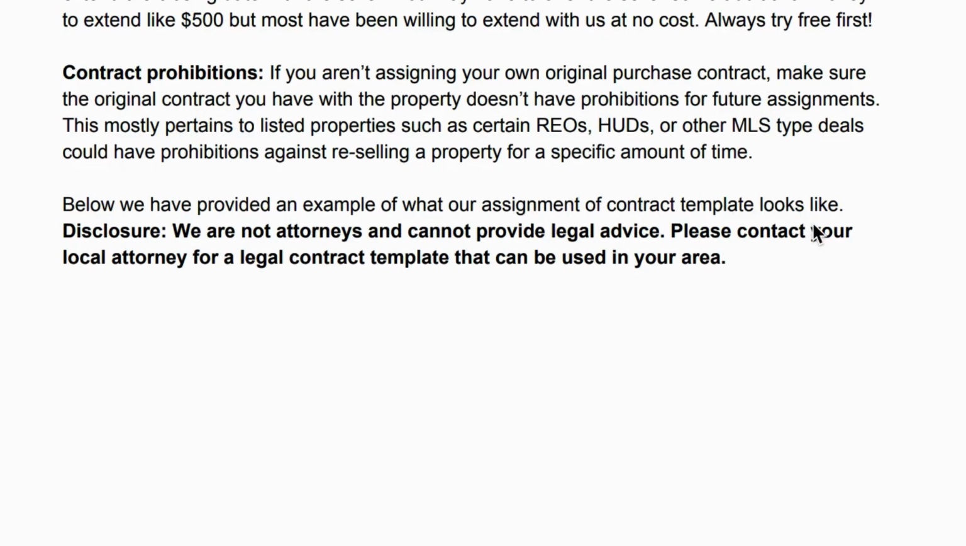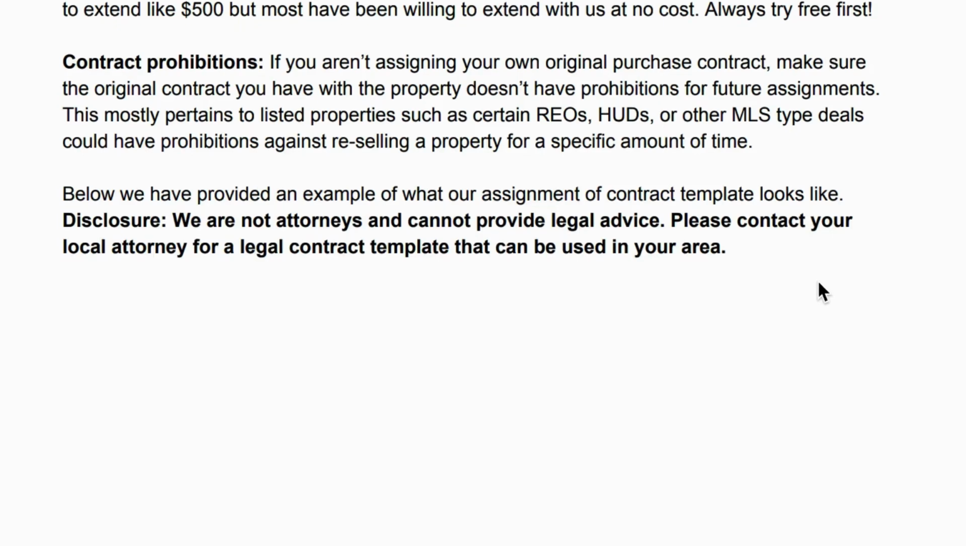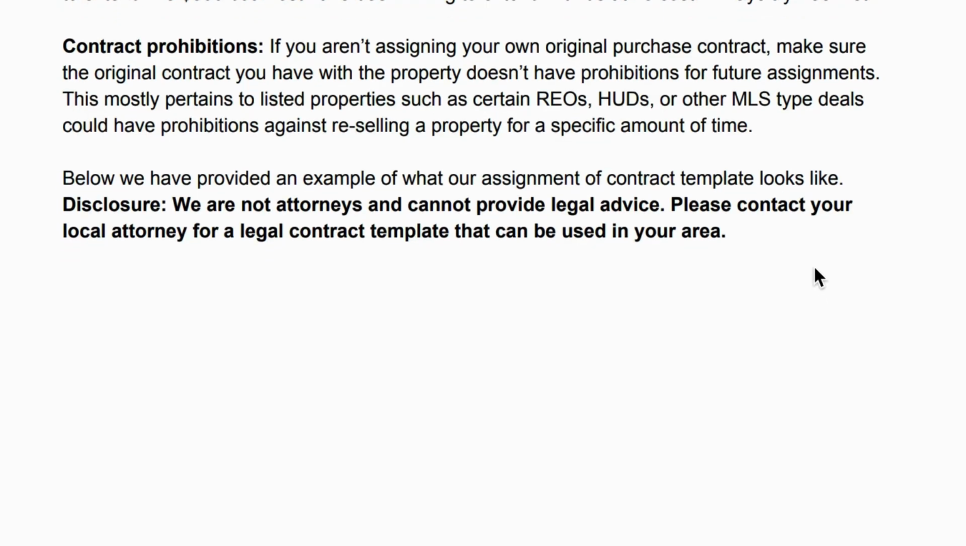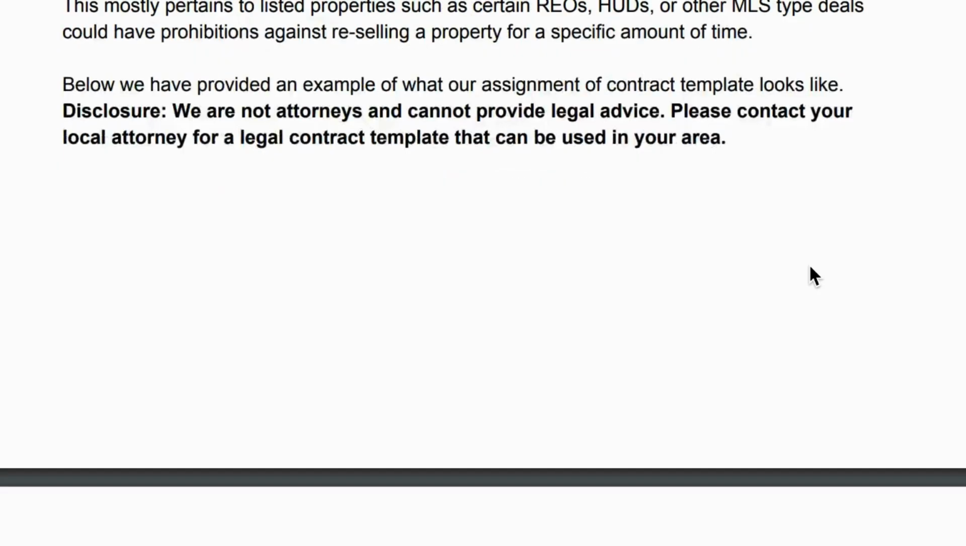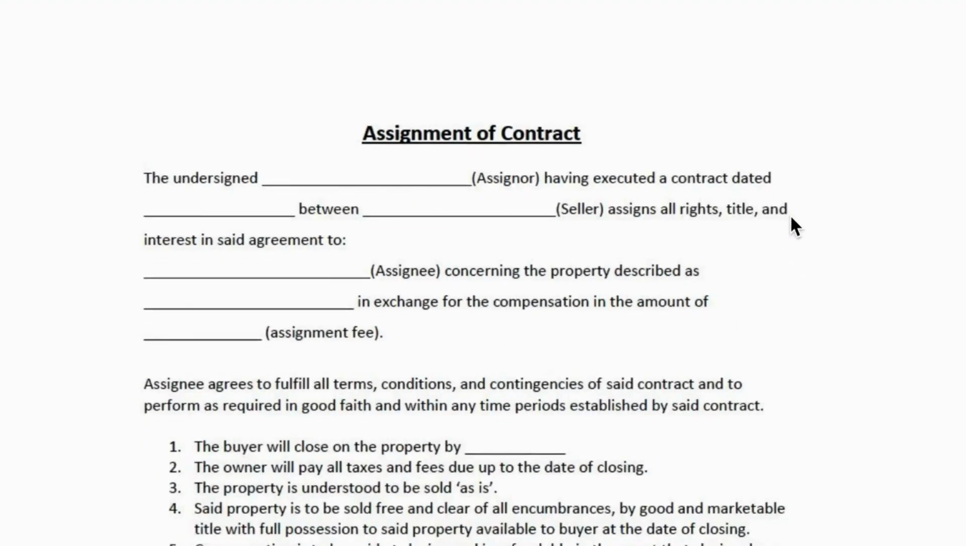And then below is an example of our assignment of contract template. It's very, very simple, but just keep in mind we're not attorneys and we can't provide you with legal advice, so always double check if you plan to use our template. Check with an attorney in your area to make sure that this template can be used. So here's what ours looks like.